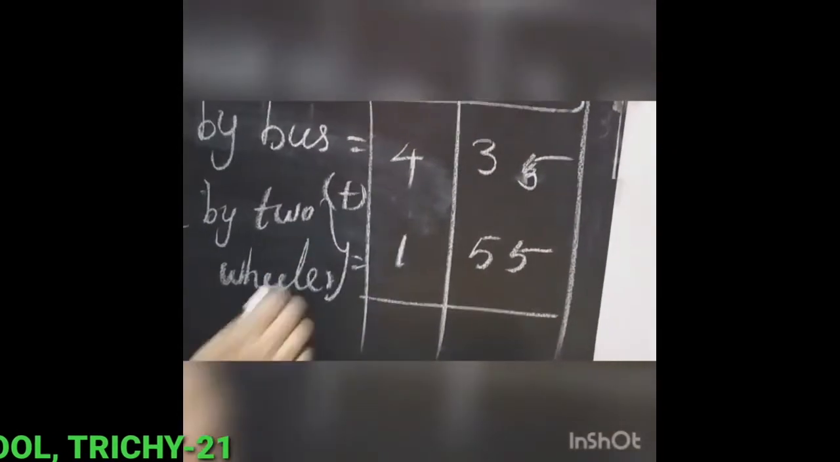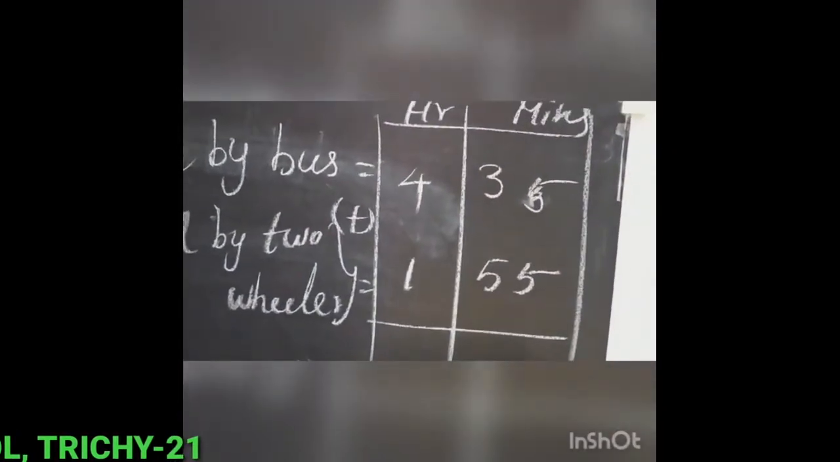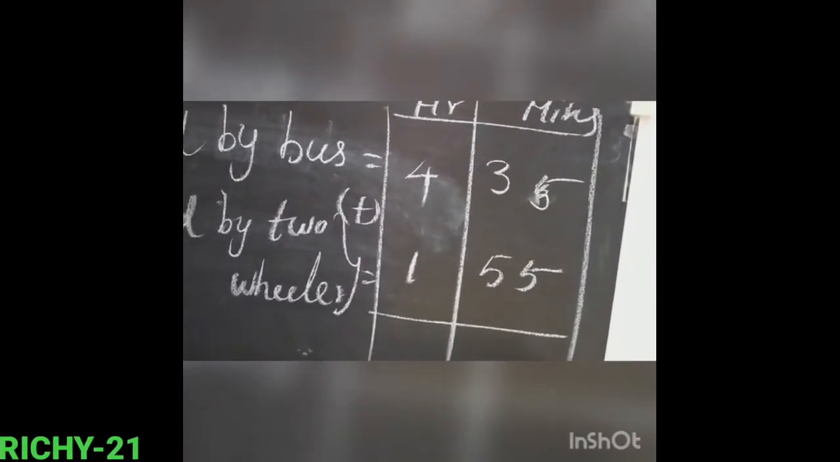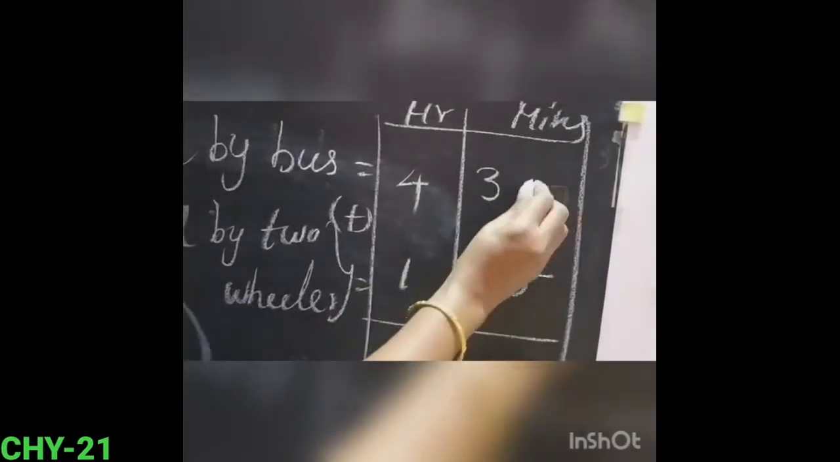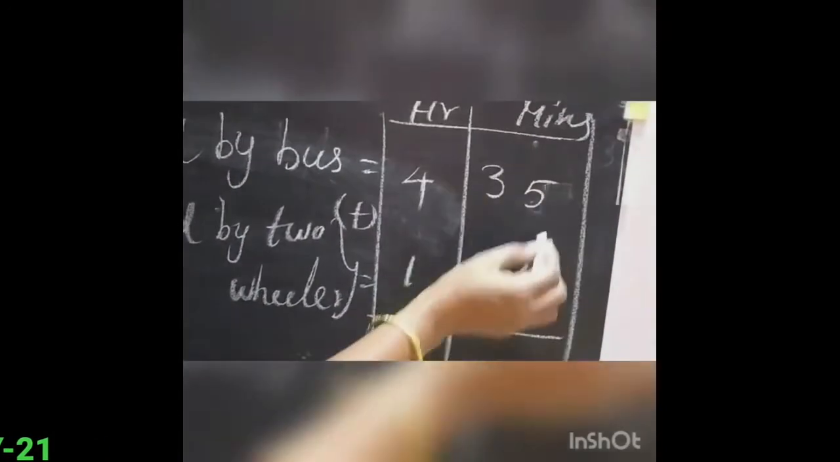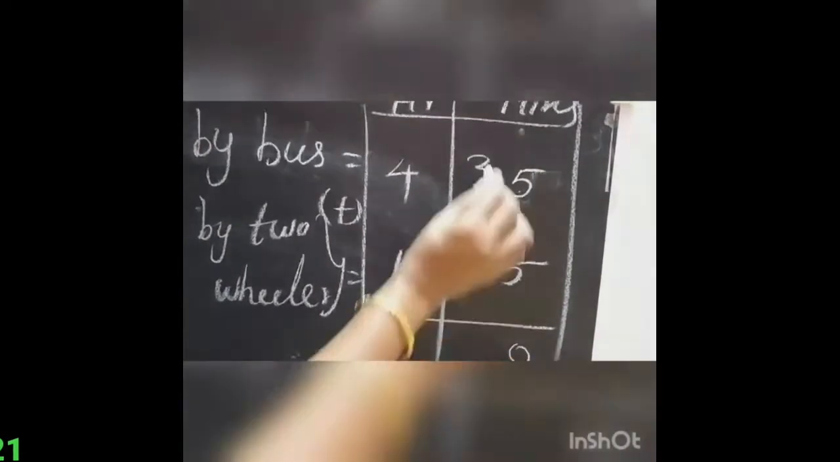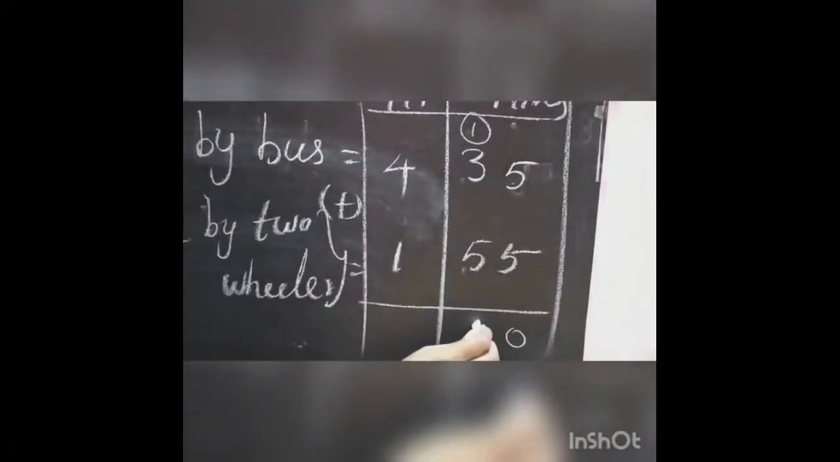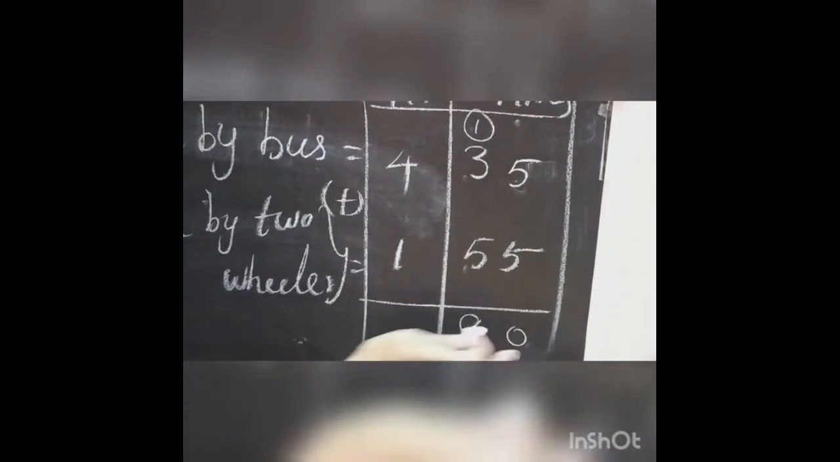Now the question is, what is the total time? So you have to add the given numbers starting from the lower unit. Minutes is the lower unit. So add this one, 5 plus 5, here 0, the balance one is here. 5 plus 3 plus 1, the answer is 9. Here totally 90 minutes.